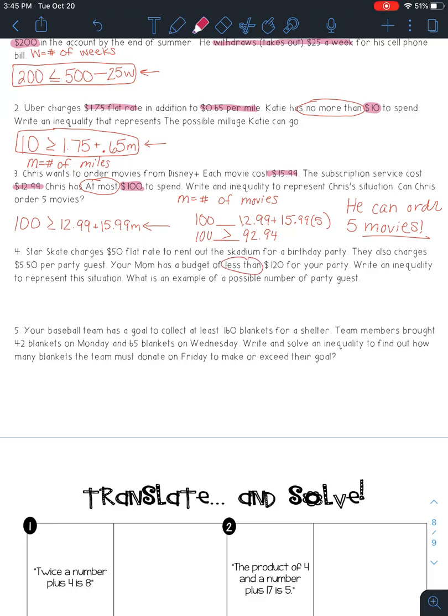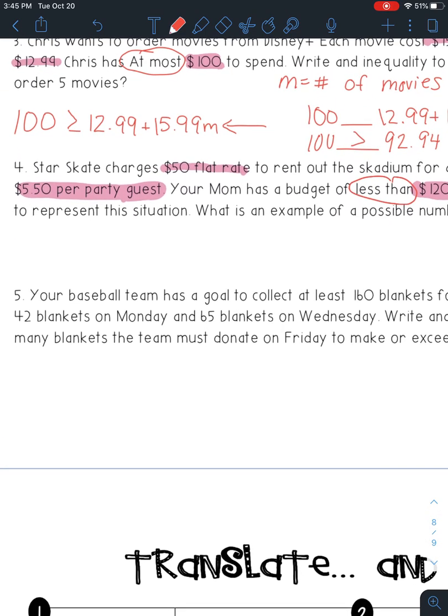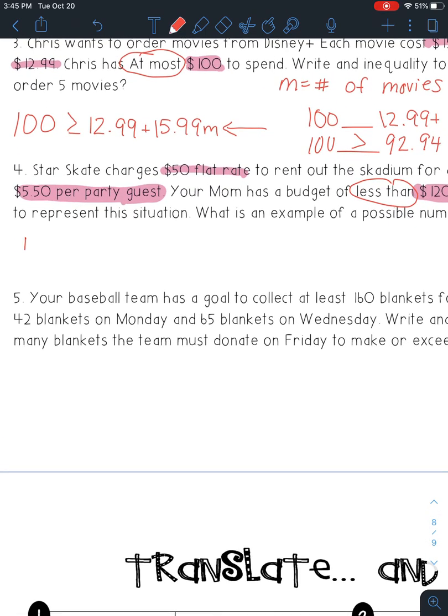Let's talk about some key numbers here. So we have a $50 flat rate. We have $5.50 per guest. And we have $120 for your budget. All right, so your party is going to be $120, so there's that. Now let's talk about how we can get there.